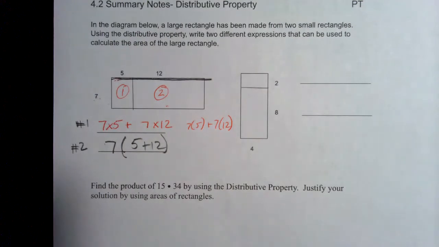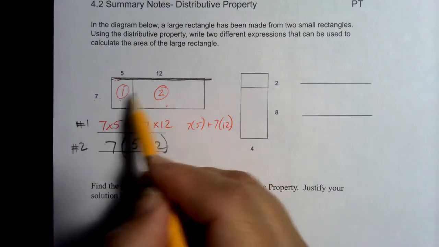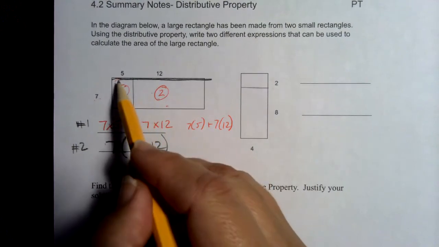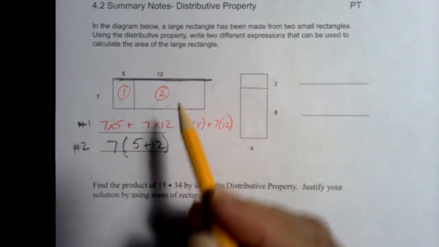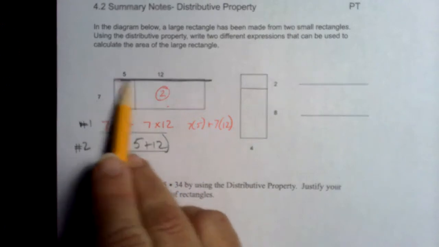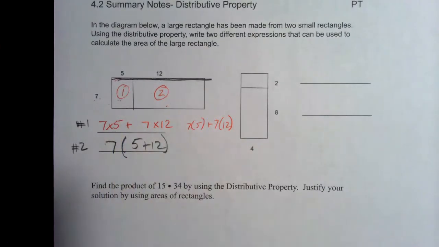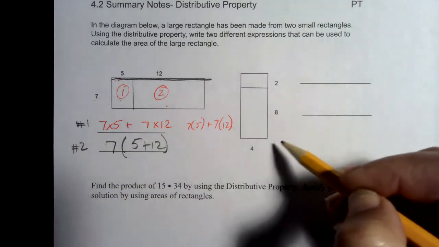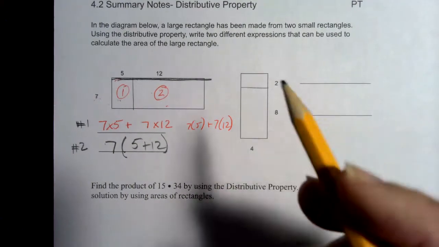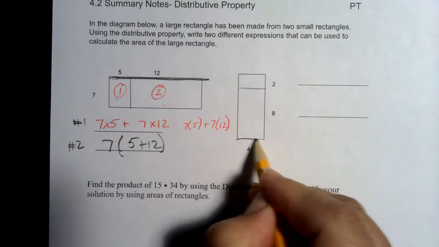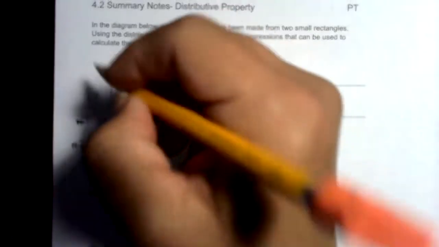Okay, here I did the rectangles individually and added them together. Here I added this and multiplied by my length. Now let's look at this. It's just the same thing turned around. Okay, what side do both of these share? They share this side, just like here they shared this.